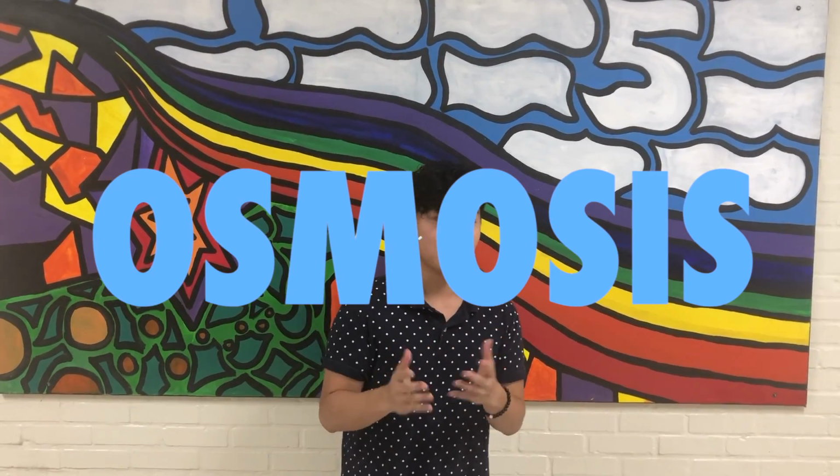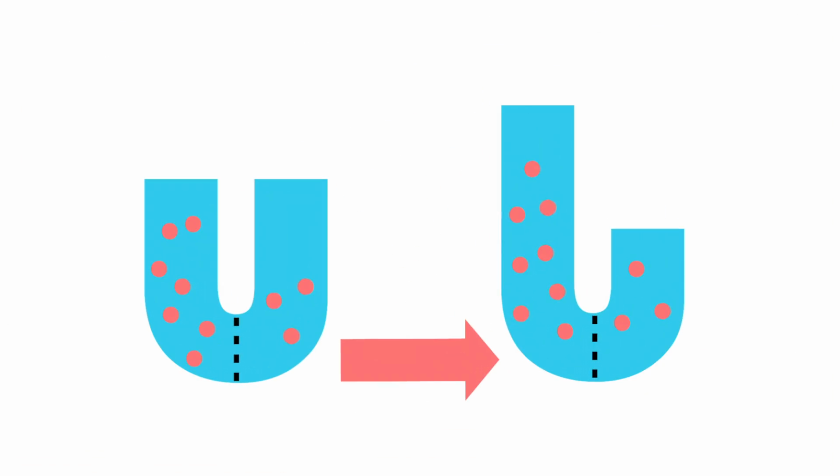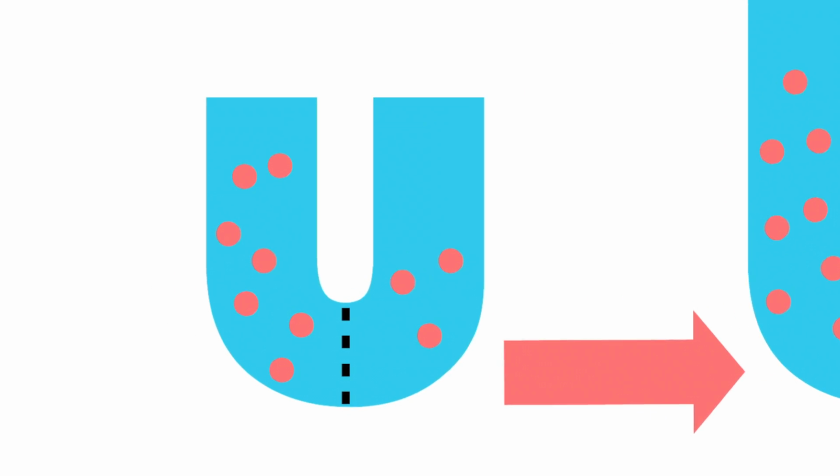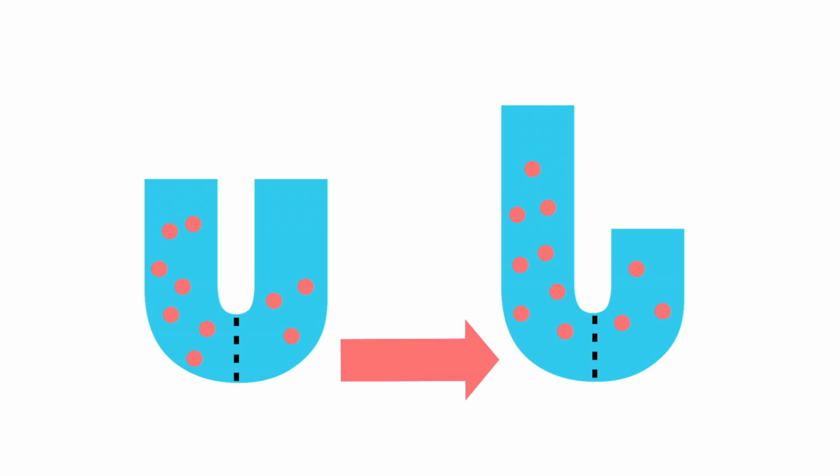Let's talk about a type of passive diffusion known as osmosis. Osmosis, simply put, is the movement of water from an area of high water concentration to an area of low water concentration through a semi-permeable membrane. In the image, you can see on the left that there is more solute on one side than there is on the other. The solute gives the water something to absorb into, essentially lowering the water concentration.